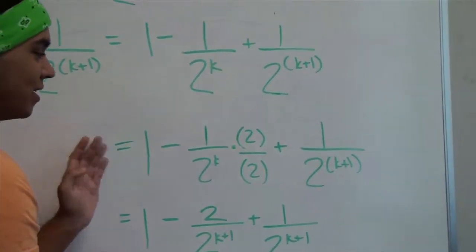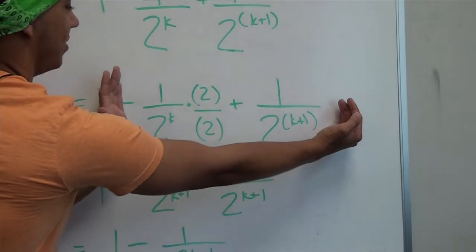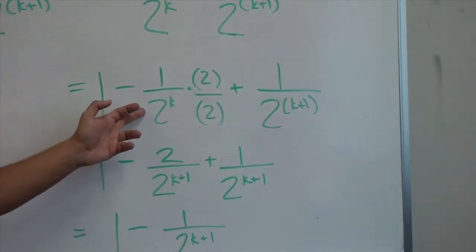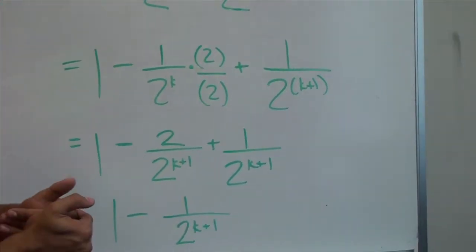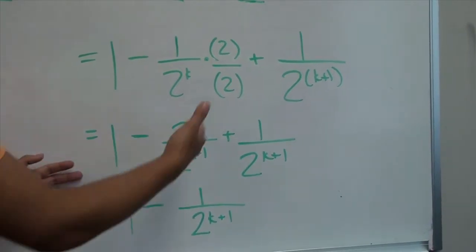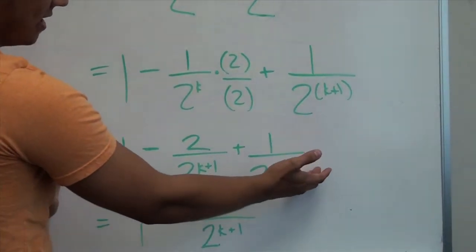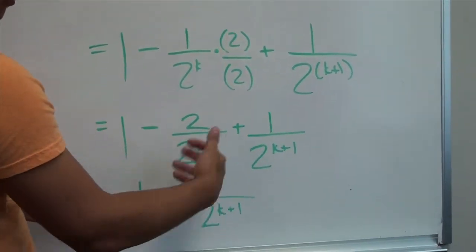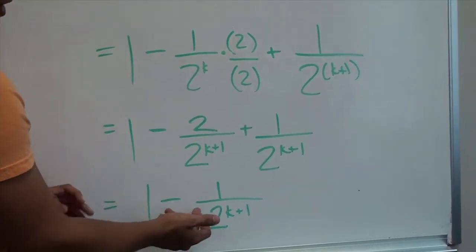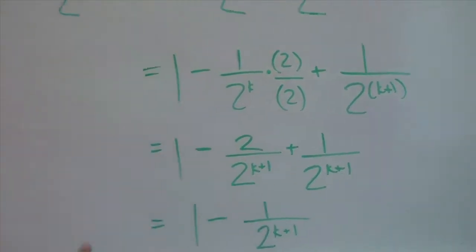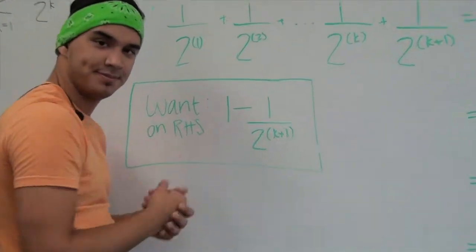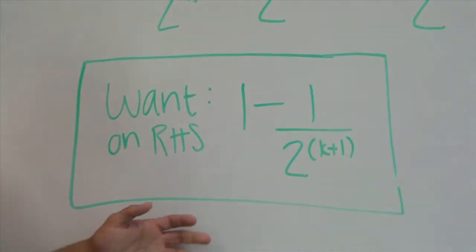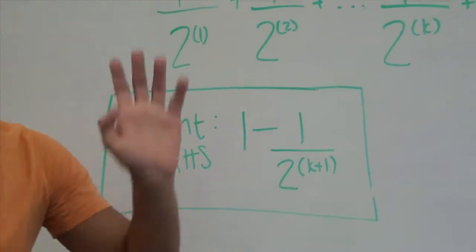So now we come here. This right here, we're just trying to combine like terms, right? When we simplify it, we get this. We simplify one more time after combining all like terms. You get 1 minus 1 to the 2k plus 1, which is what we wanted. By PMI, that statement holds.